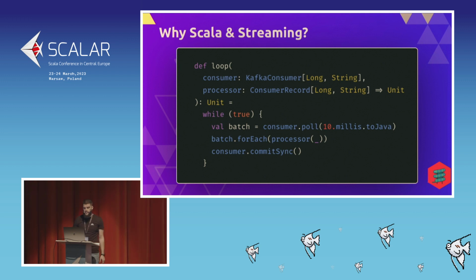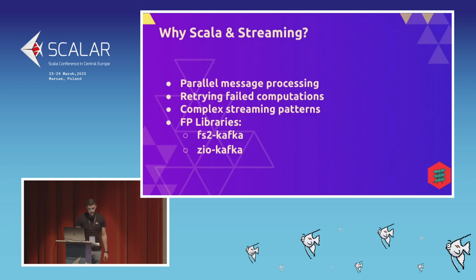And these alternatives are built on top of the official Java client and leverage powerful streaming abstractions from libraries such as FS2 or ZIO Streams. The official Kafka client is robust, but quite low level, and implementing relatively basic techniques like parallel message processing can be challenging. Additionally, incorporating some retry logic for failed computation within your data processing pipeline can become messy.